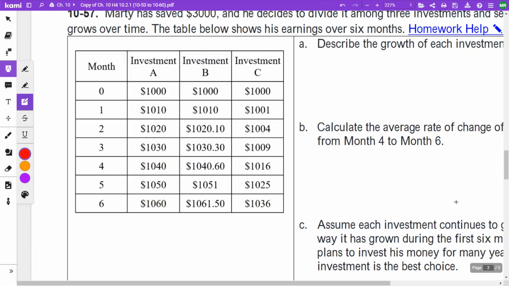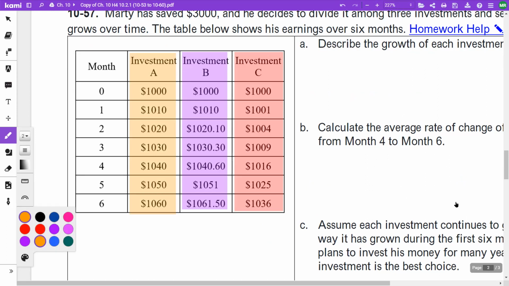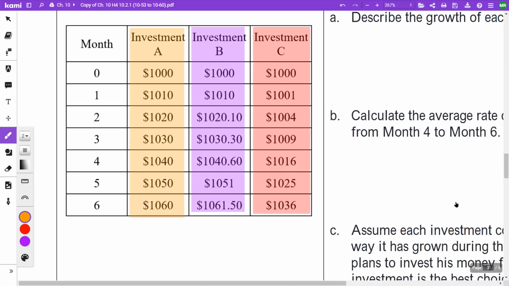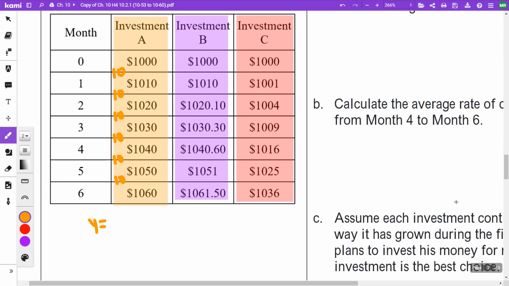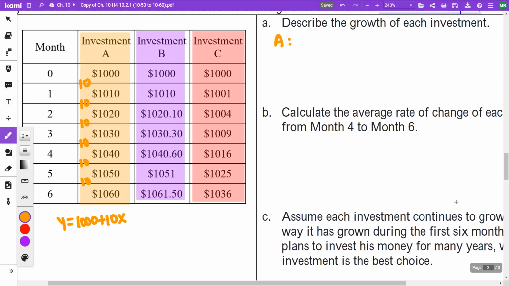If I am just looking at investment A and trying to figure out what's happening, every month I am increasing by 10. So that's going to make this linear. This is going to be y is equal to 1,000 plus 10x. Again, for A, we're increasing by $10 each month.